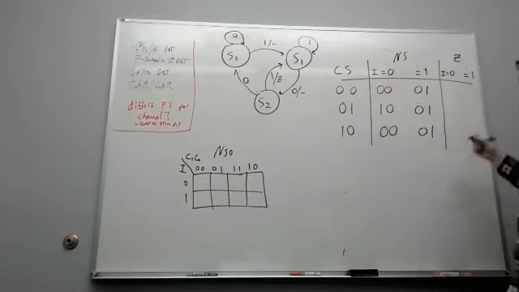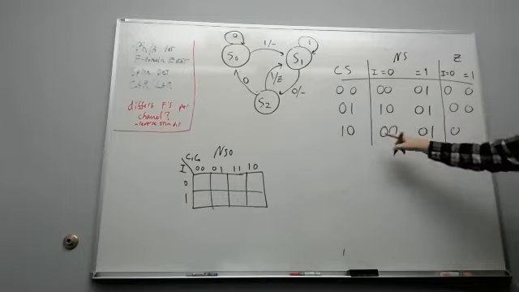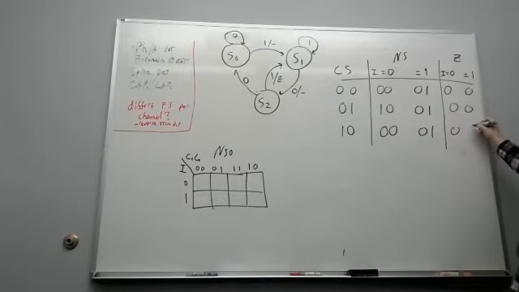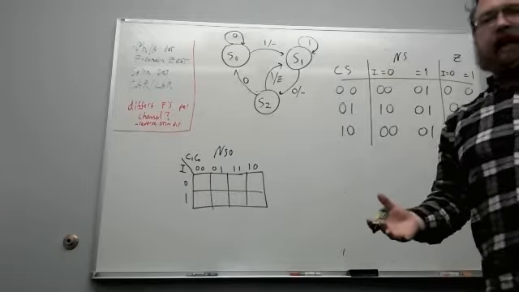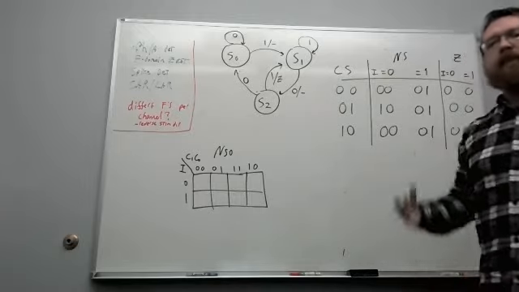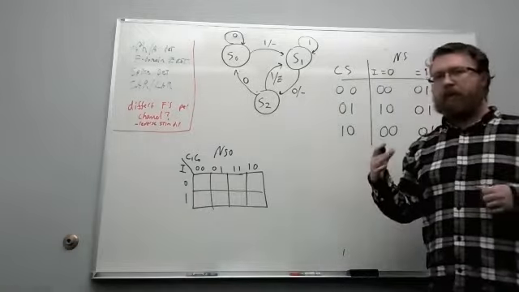And then similar for my outputs, I'm going to get zeros in all cases except for where I'm in state 2 and I get a 1. So that's filled out the state table. The state tables really help us figure out where we're trying to go from here.